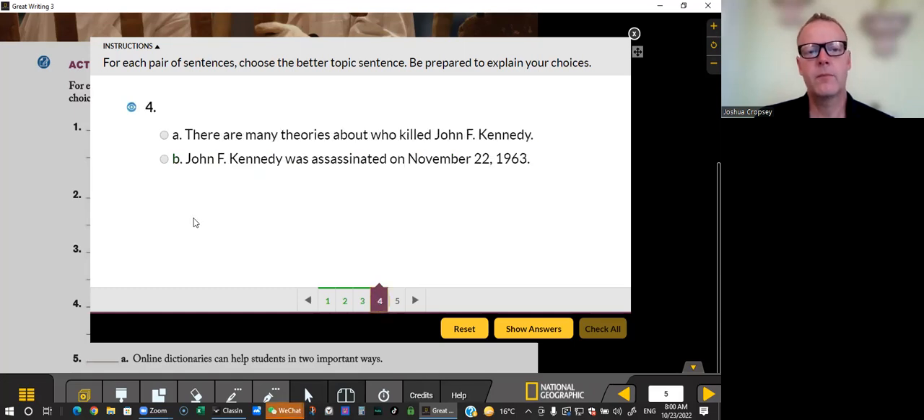Number 4, A. There are many theories about who killed John F. Kennedy. B. John F. Kennedy was assassinated on November 22nd, 1963. So B is just a statement. It's a fact. There's really nothing to write about specifically in regards to B. It has to be A. And we could discuss the different theories of how he was killed.